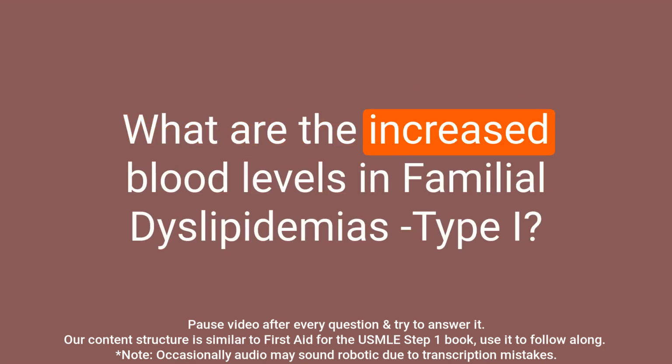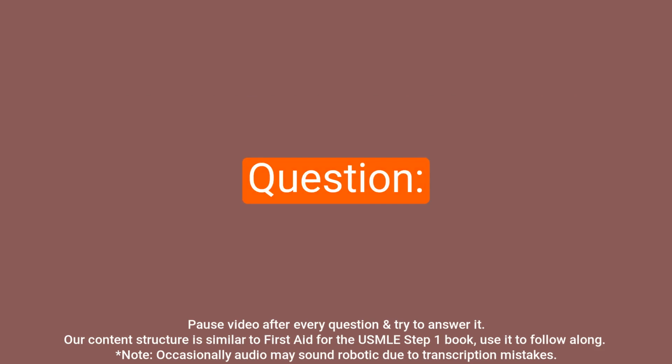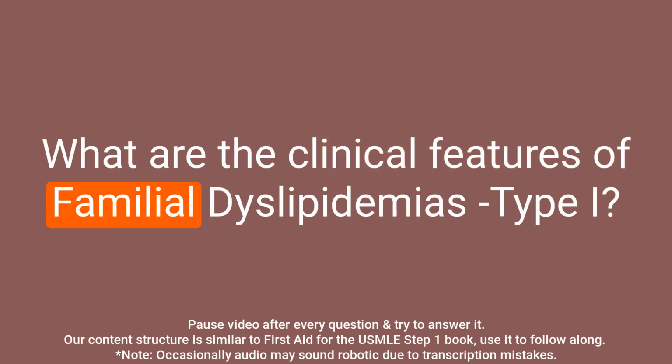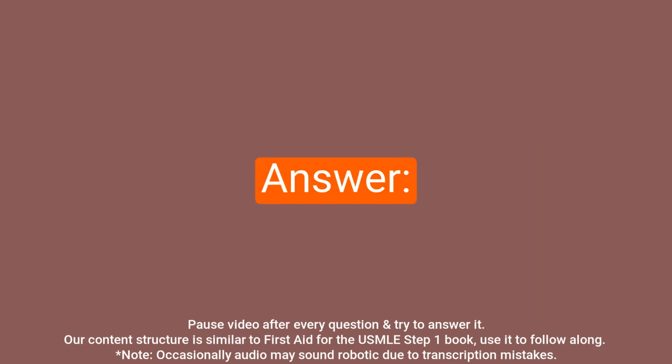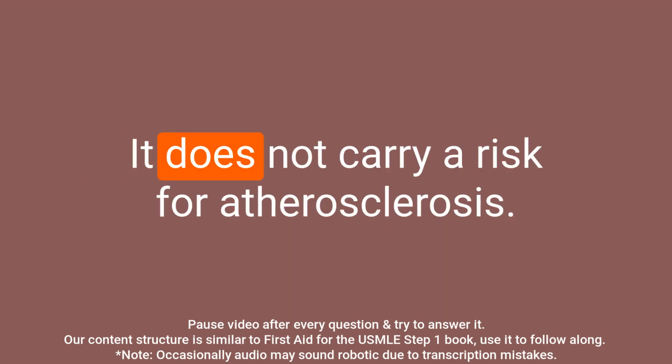Question: What are the increased blood levels in familial dyslipidemias type I? Answer: The increased blood levels in familial dyslipidemias type I include chylomicrons, Tg, and cholesterol. Question: What are the clinical features of familial dyslipidemias type I? Answer: The clinical features include pancreatitis, hepatosplenomegaly, and eruptive, pruritic xanthomas. It does not carry a risk for atherosclerosis.